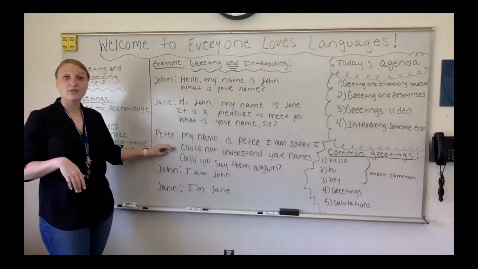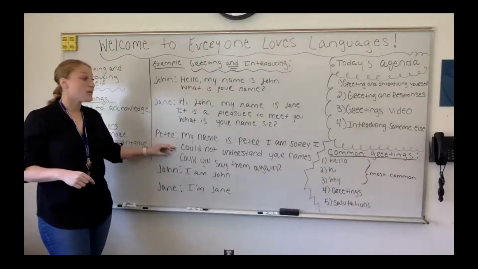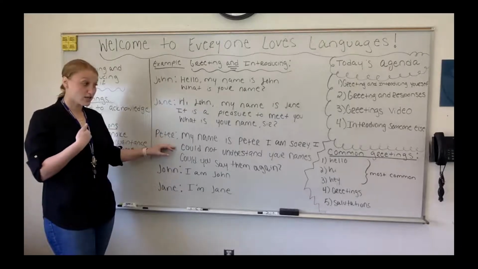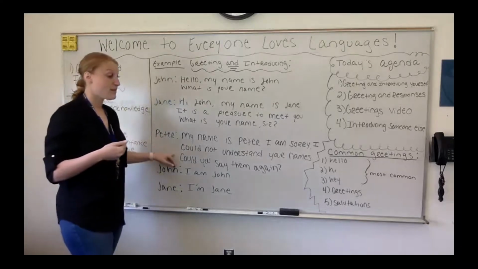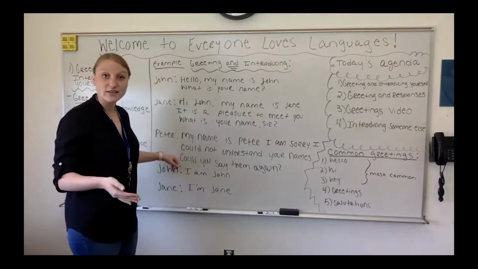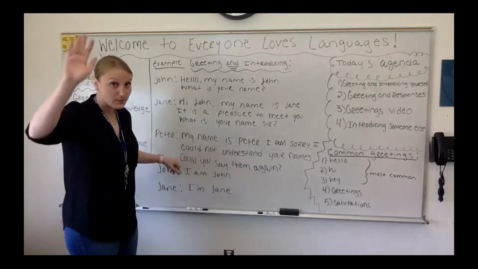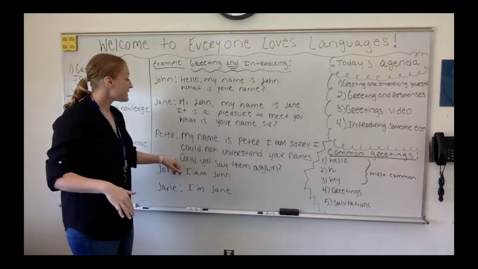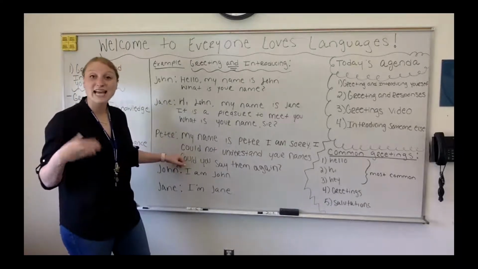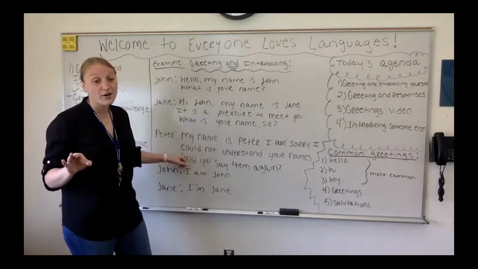Peter is having some difficulty understanding or hearing the names correctly. So he politely just says, "I am sorry, I could not understand your names. Could you say them again?" He's asking them to repeat the names. If there are any of us that have difficulty with understanding when some people talk very fast, me being included, it is important to know how to say, "Can you repeat that? Can you say that again?" And always adding a please, a thank you are very important.